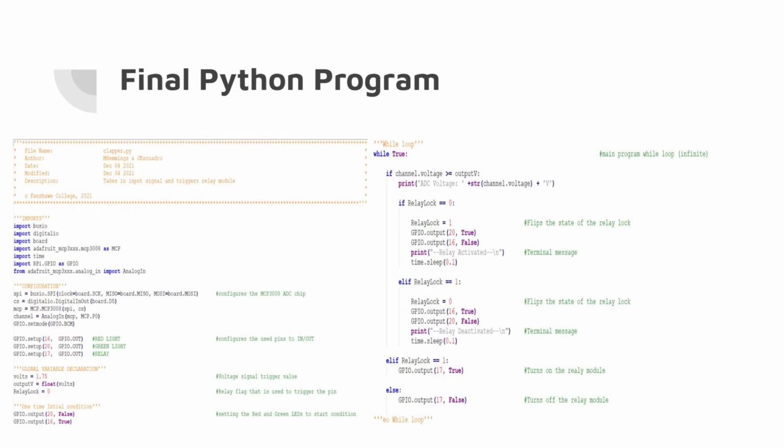And in this slide, here's our functional code to control the relay module and the LED power status lights. In this code, we imported all the necessary libraries, configured the ADC chip and its GPIO pins. We declared our global variables and set initial conditions for starting the program. And lastly, on the right, we have an infinite while loop that reads voltage signals, comparing them to a set threshold and determines, based on that result, whether to deactivate or activate the relay.